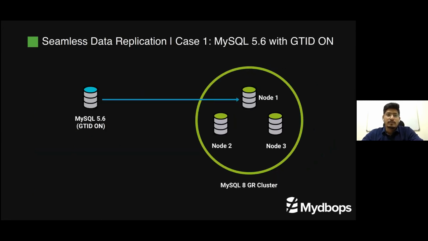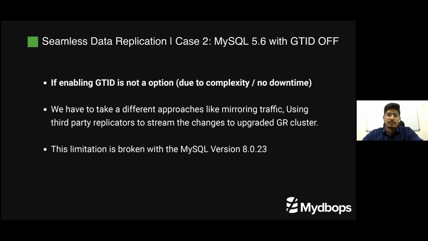So we're going to split this seamless data replication discussion into two cases. Let's consider the first case. Say, for example, you are running 5.6 with GTID on. Then there are very few conflicts actually. We can logically restore the data set onto the new MySQL and start the replication, because the source has GTID on, so there are no issues configuring the replication to the new GR cluster.